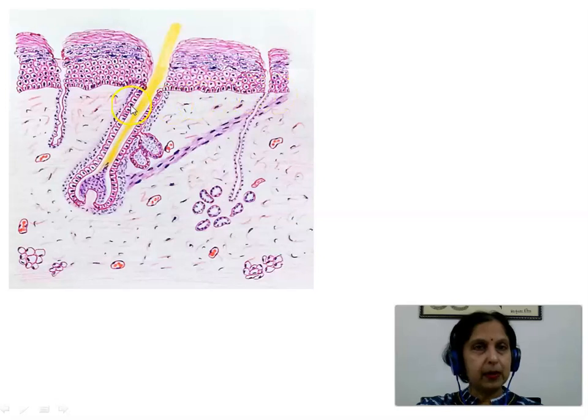What we also see here is the hair follicle, the sebaceous gland, and the erector pili muscle. We also see the sweat glands here, and we also see the dermis with connective tissue, blood vessels, and adipocytes.